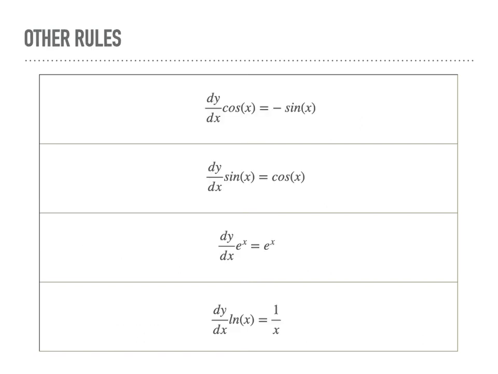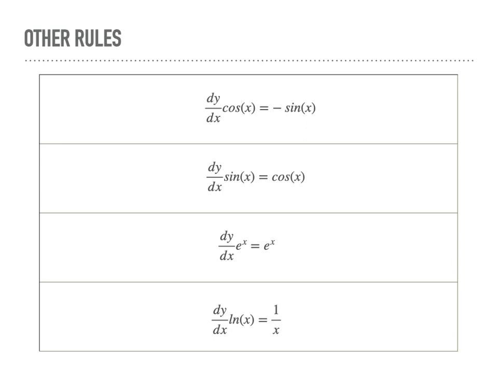And here are also some really helpful rules to learn, because they might come up when you're working on differentiation problems. The derivative of cosine x is negative sine x. The derivative of sine x is cosine x. Note the positive and negative signs.